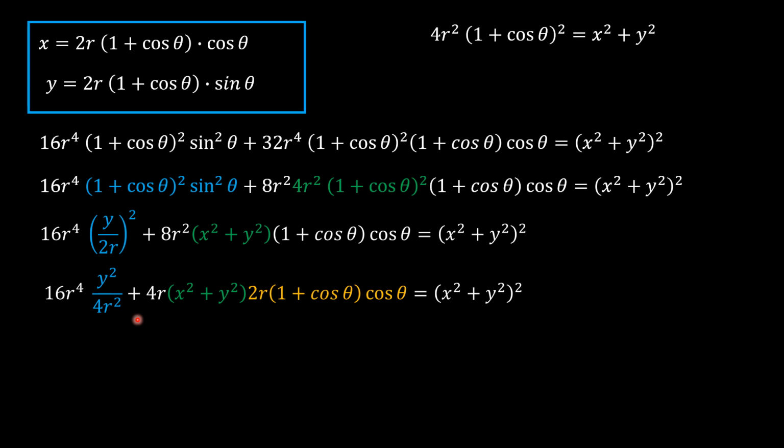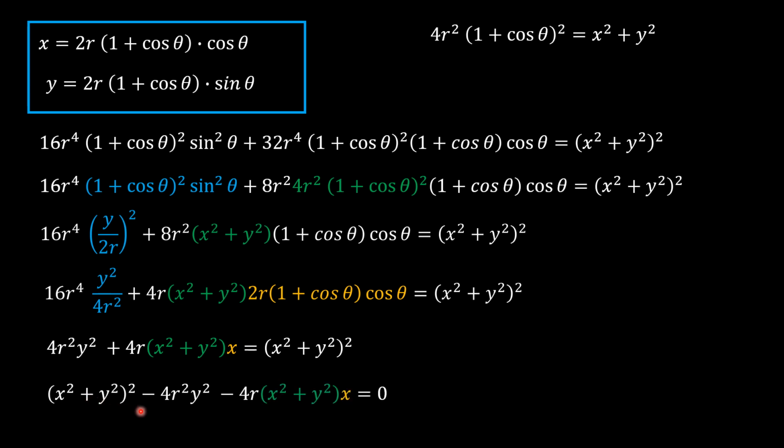we can also look at the second part here of 1 plus cosine theta cosine theta. And then we pull the 2r from the 8r squared, so we're left with 4r here. So we have 2r times 1 plus cosine theta times cosine theta, which is the same as x. So we substitute that back in, so we have x, and so now we have an equation that is entirely dependent on x and y, and also the radius r of the base circle.